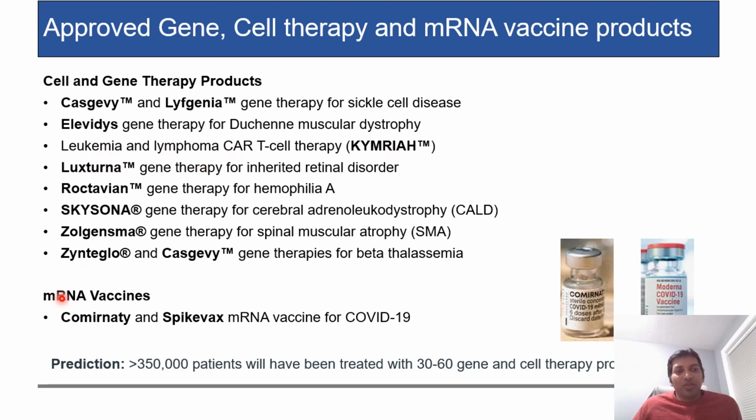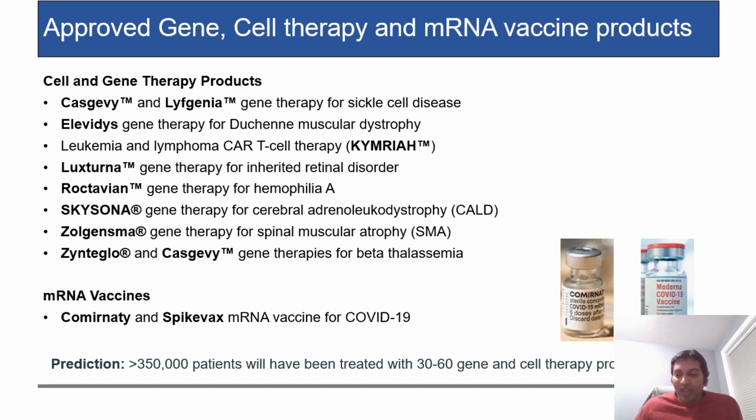As this talk is more targeted towards mRNA vaccines, there are two mRNA vaccines that have been approved: the Spikevax for COVID-19 and the commentary. And the prediction is that by 2030 there'll be 30 to 60 gene therapy products, really looking to treat more than 3,500 patients.